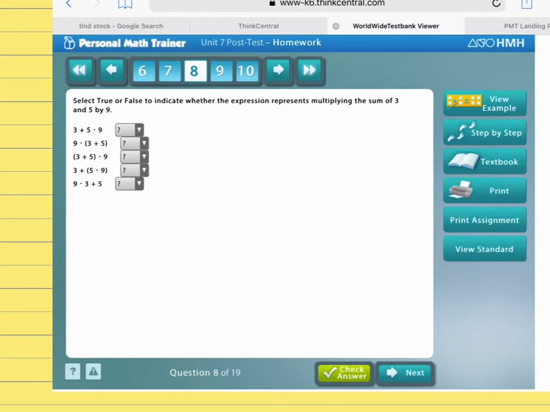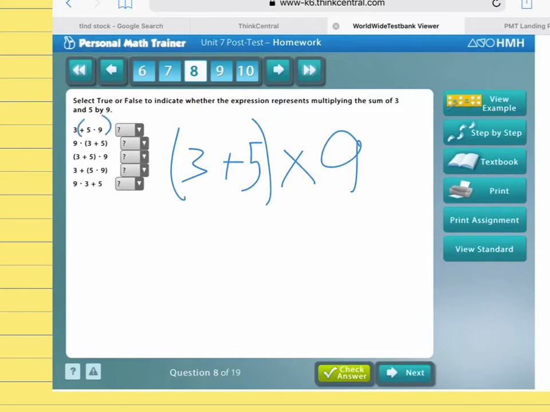True or false, indicate whether the expression represents multiplying the sum of 3 and 5 by 9. So we're going to be multiplying by 9, and we're going to be finding the sum of 3 and 5. So let's look at each of these and see if any of those match that. The first one is not correct because you would do 5 times 9 first. You would not be multiplying the sum of 3 and 5 by 9. You would do 5 times 9 and add to 3, so that doesn't work.